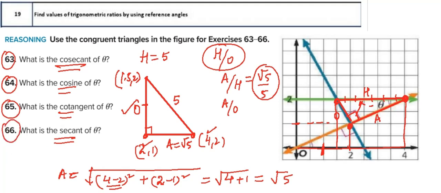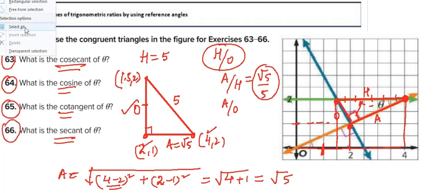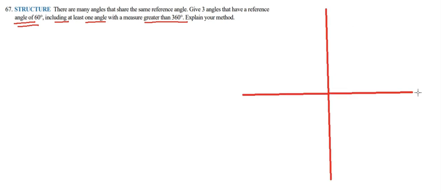Now look at the 67th question, which is also there at the end of the coverage. So what is 67? 67 is this. They are saying that many angles share the same reference angle. Give 3 examples with angle 60 degrees, including at least one measure greater than 360. Okay, so it's easy. So where is 60 degrees? 60 degrees is in the first quadrant. So this is the reference angle in the first quadrant.